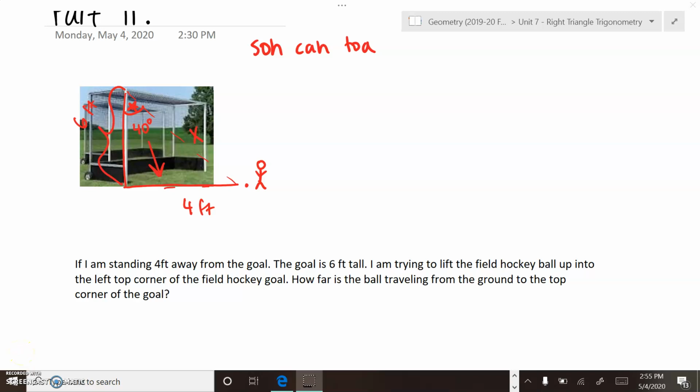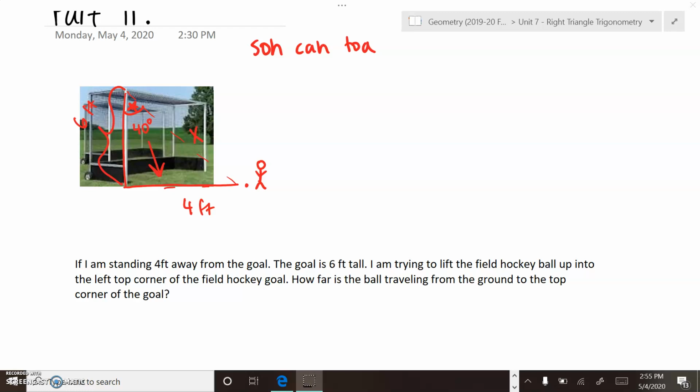So the problem that I will be solving is: I am standing 4 feet away from the goal, which is 6 feet tall. I am trying to lift the field hockey ball up into the left top corner of the field hockey goal. How far is the ball traveling from the ground to the top corner of the goal?